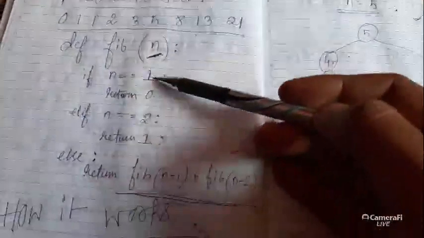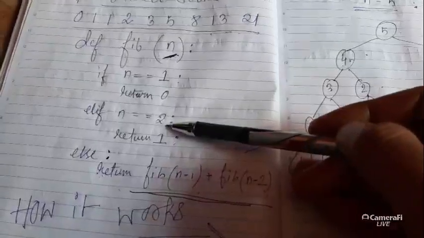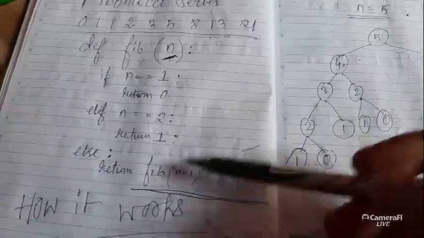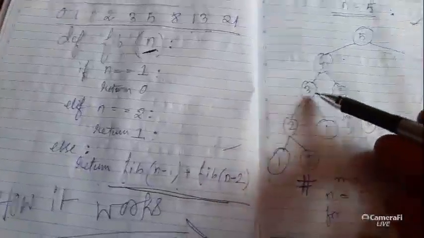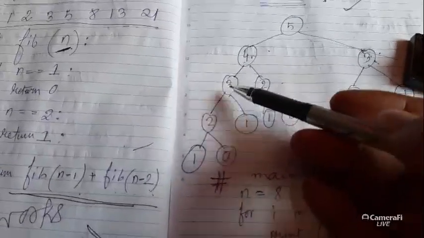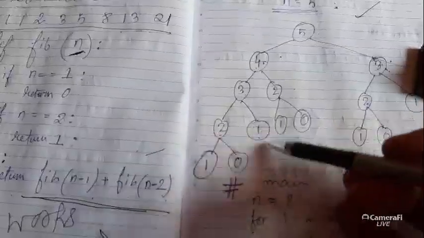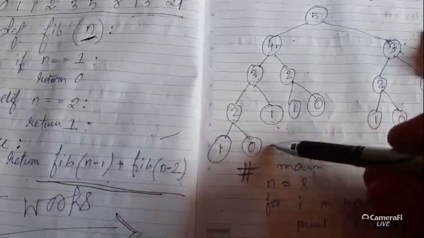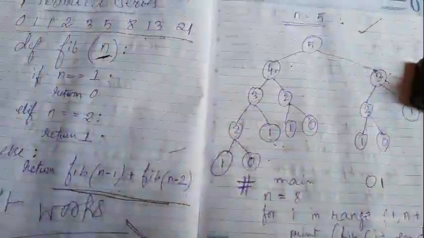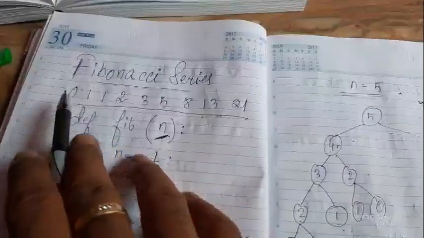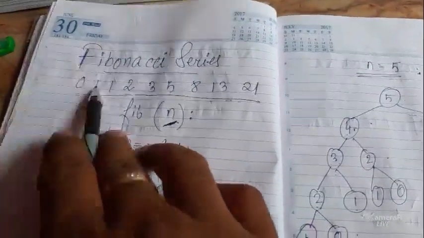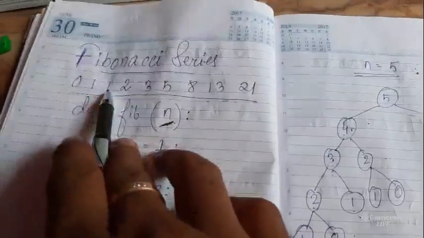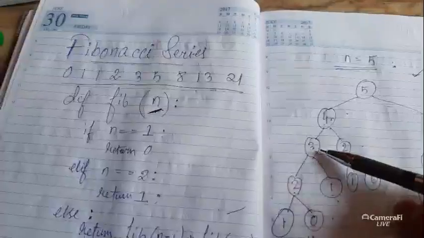Then it will go neither to this part nor to this part. It will directly go to this part. So when we are passing 3, what can you see? 3 is broken into 2 parts, 2 and 1. Then 2 is broken into 2 parts, 1 and 0. So that means when we are passing the third term, 0 is the 1st term, 1 is the 2nd term, and this is the third term.